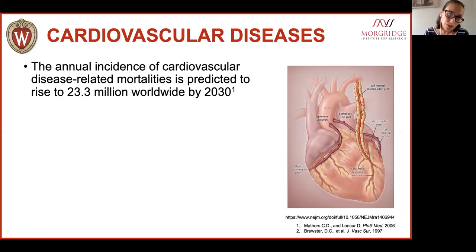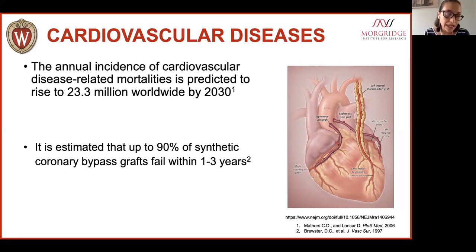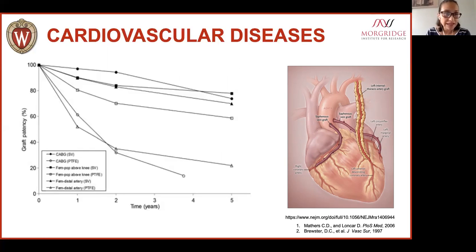But when we go to a small diameter, which is the one that we want to talk about, it starts to be really tricky. It's estimated that up to 90% of the synthetic coronary bypass grafts fail within 1 to 3 years. Here is an example of what happened with the patency. As you can see here, in the first 3 years, we're going to have a complete decrease of the patency.